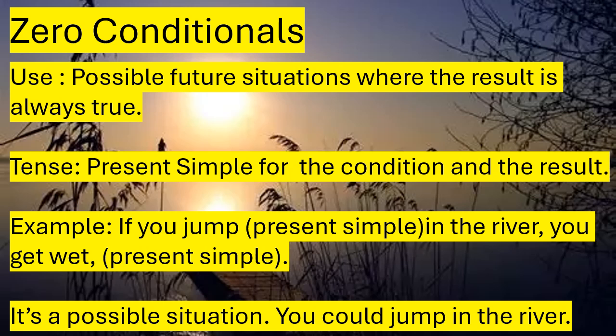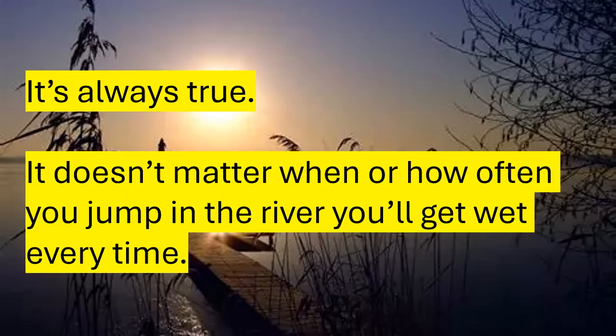So for example, if you jump in the river, jump is present simple. You get wet. Get is present simple as well. So you have two present simples, one for the if bit and one for the result. And it's a possible situation. You could jump in the river. It's always true. It doesn't matter when or how often you jump in the river, you'll get wet every time.